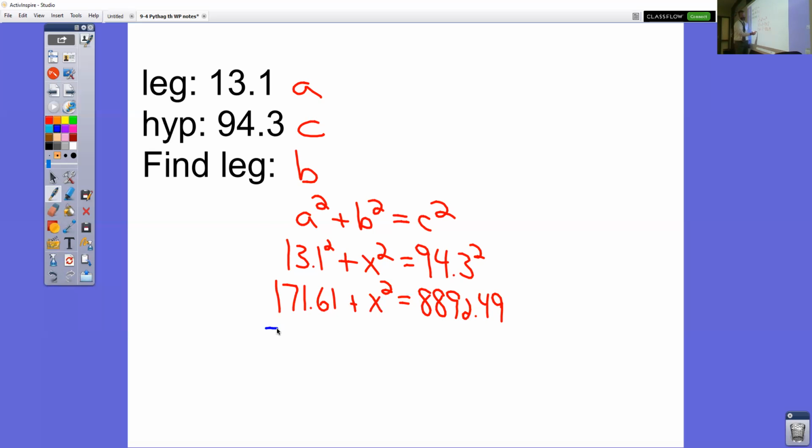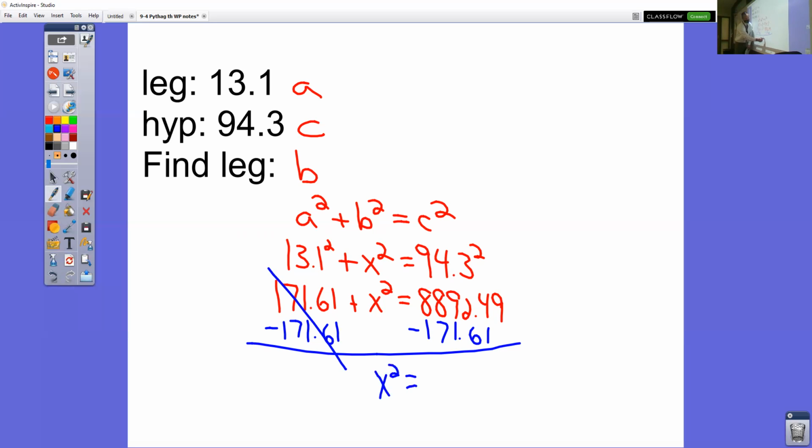We need to try and get that x squared all by itself. To get that x squared all by itself, we need to get rid of the 171 by subtracting 171.61 from both sides. That way this 171 cancels out, and now we have the x squared all by itself. When you subtract 8892 minus 171, you get 8,720.88.